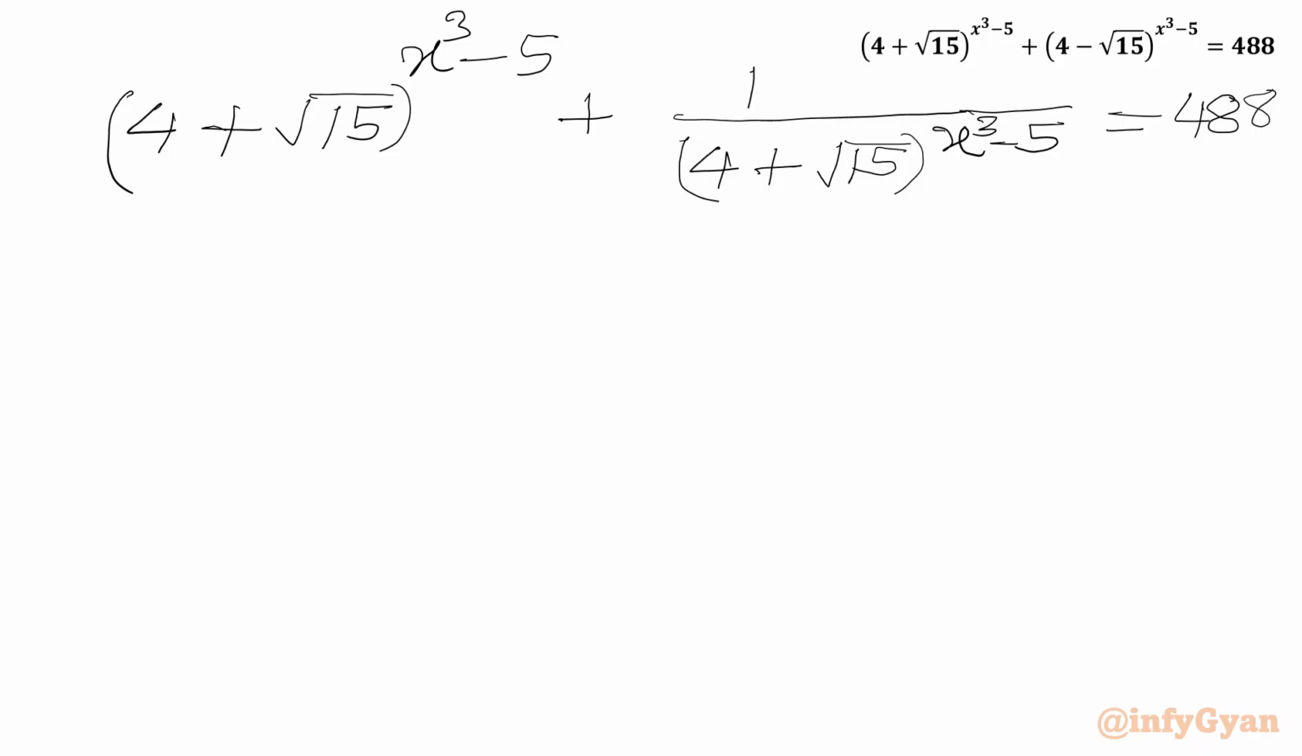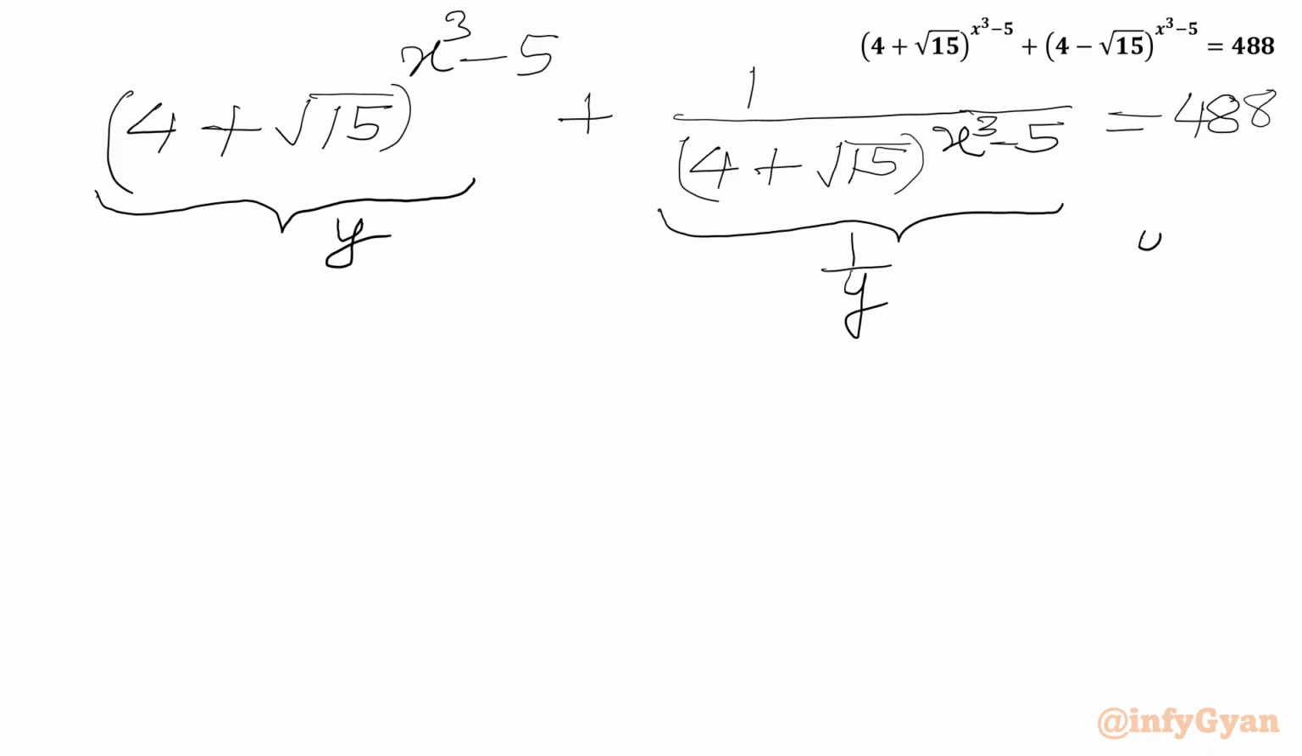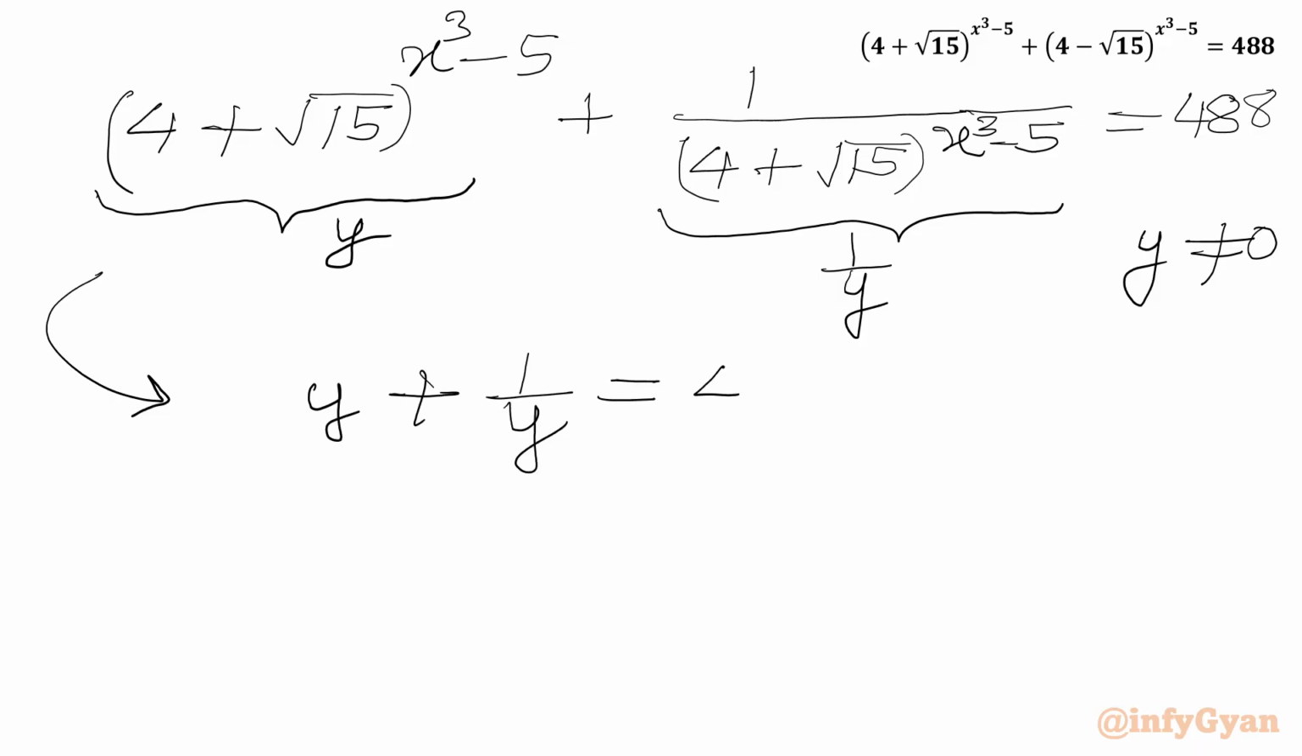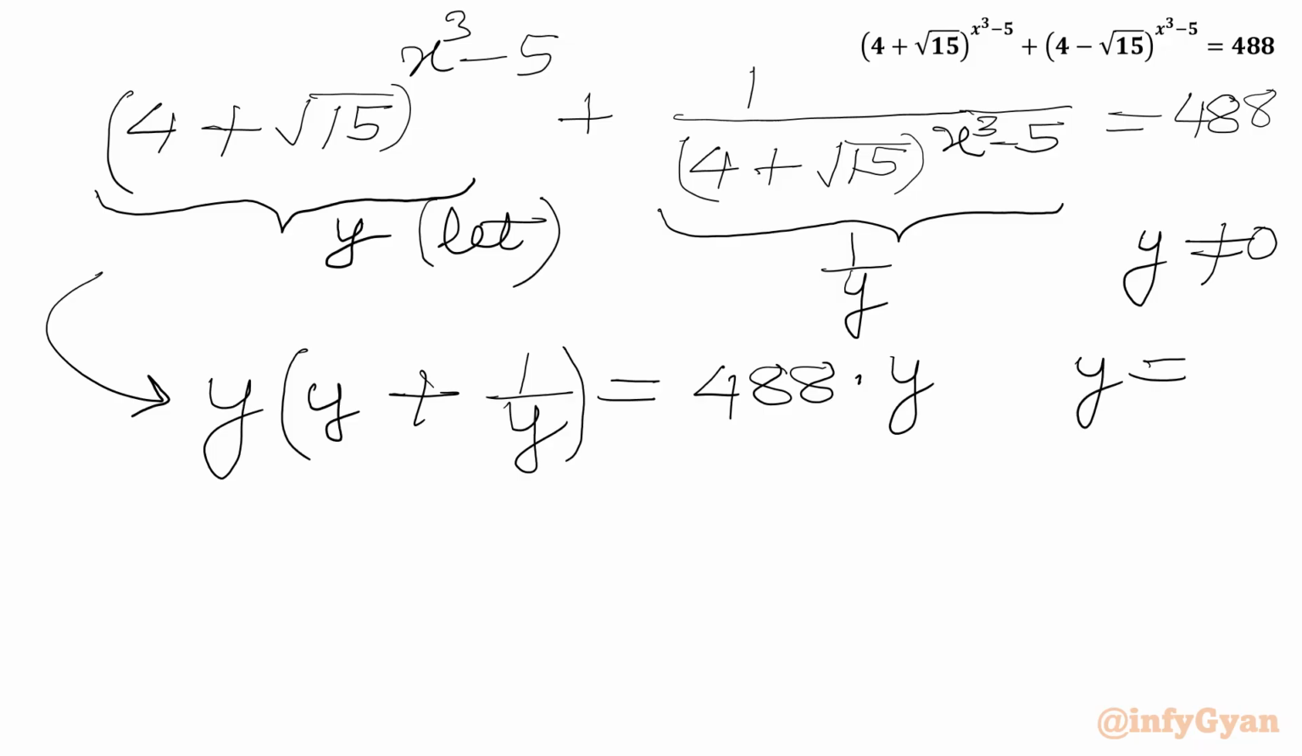Now our substitution is clear. We will consider (4 + √15)^(x³ − 5) equal to, suppose, y. So here we can write this as 1 over y, where y cannot be equal to 0 for real x. So we can write our equation y + 1/y equal to 488. This is our assumption. Now y cannot be 0, so we can multiply both sides by y.